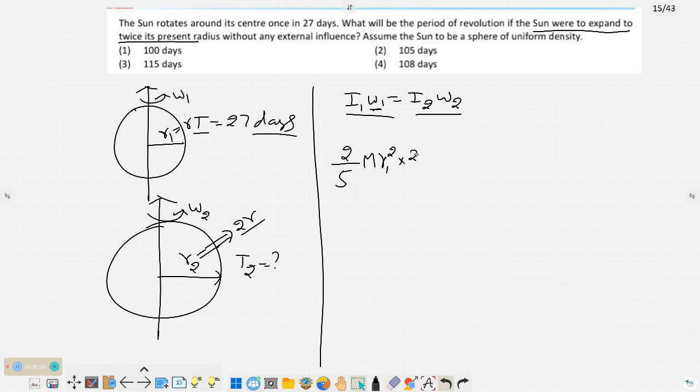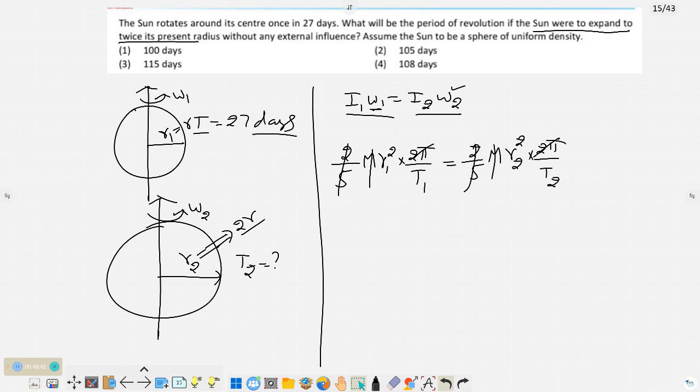I can write omega in terms of time period as 2 pi by T1, is equal to, similarly, I2. That is also a spherical body, only 2 by 5. Mass will remain the same, but only the radius changes. In the second condition, the radius is R2 square into omega 2, which is 2 pi by T2. They are asking to find the T2 value. So the 2 by 5 cancels, and the 2 pi gets cancelled.